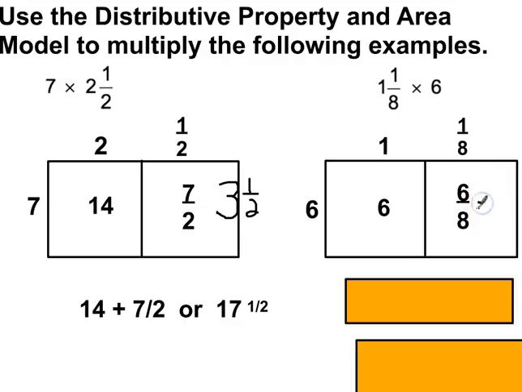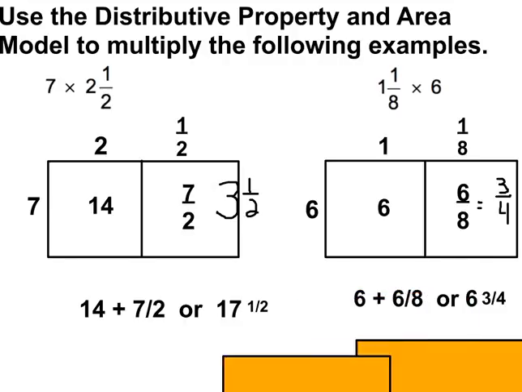And I can use 2 to reduce 6/8. 2 goes into 6 3 times. 2 goes into 8 4 times. So 3/4 would be lowest terms. And let's see if that's what our answer shows. 6 plus 6/8, or 6 3/4. Sure enough.